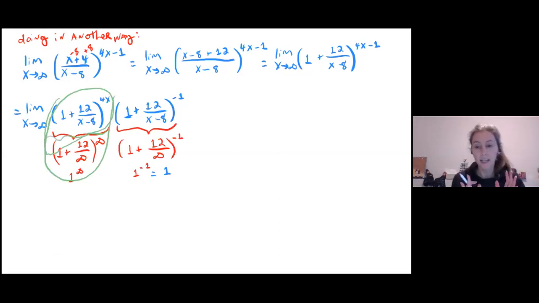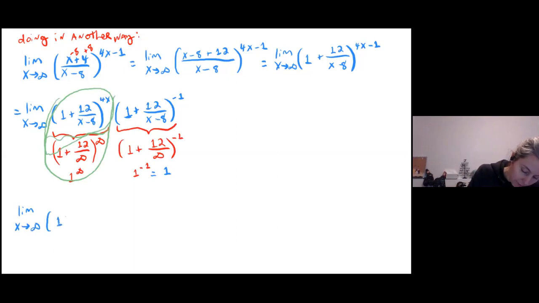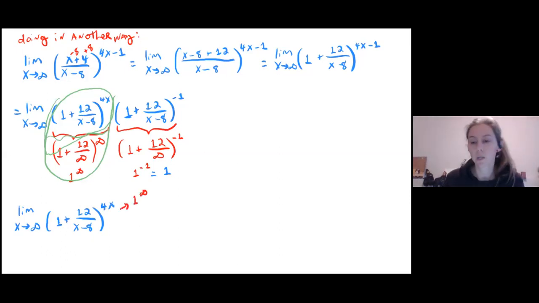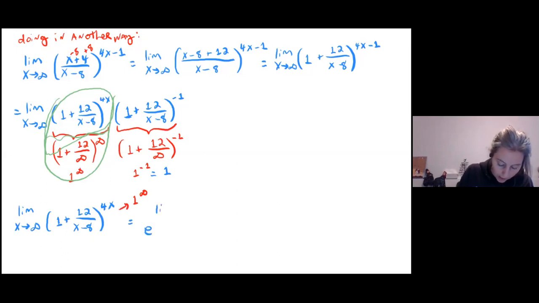So we're going to take that part and separate it away and just look at that, giving me the limit as x approaches infinity of (1 plus 12 over x minus 8) to the 4x. That gave me my 1 to the infinity. So now we're going to do the e technique that we did when we did this problem the first time. So this is going to give me e to the limit as x approaches infinity of the natural log of all of this stuff.